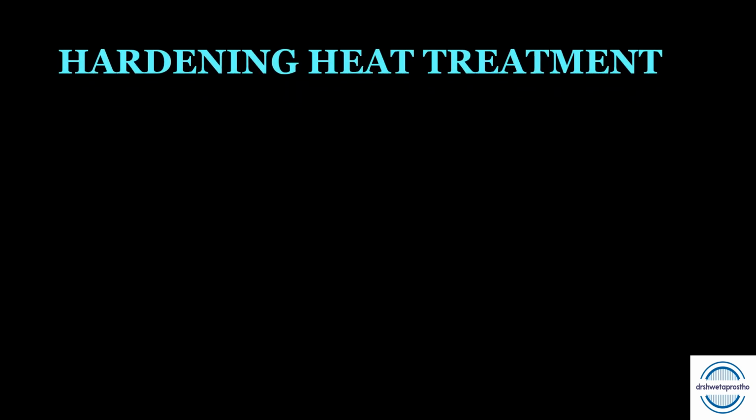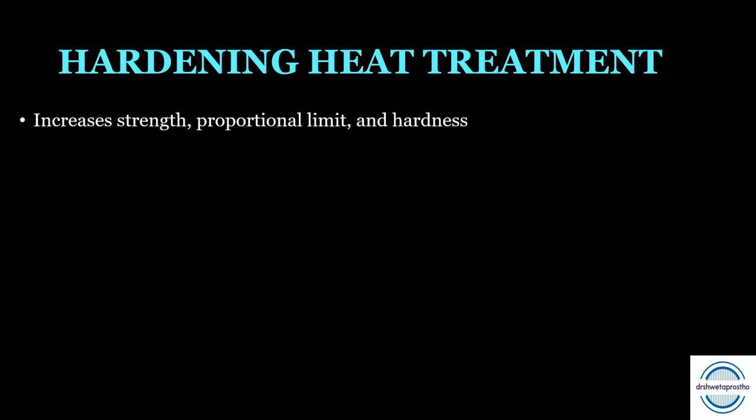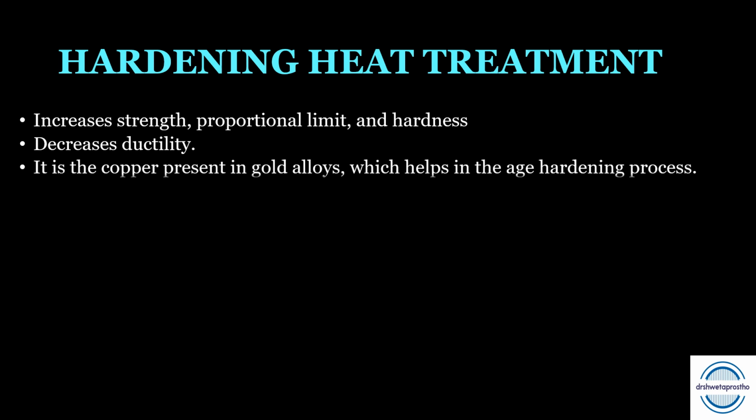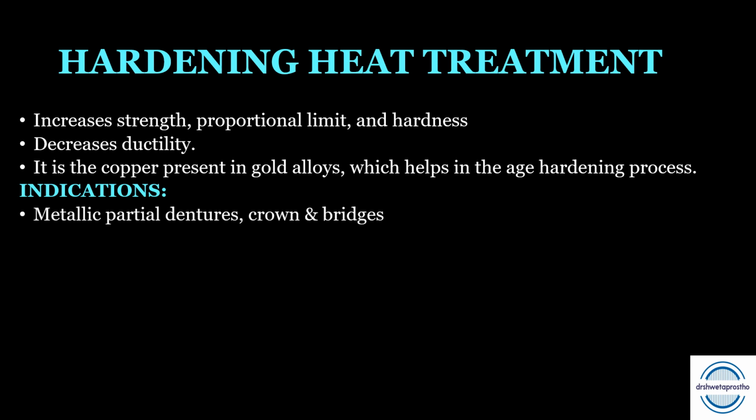Now next is the hardening treatment, which is just the opposite of the softening heat treatment. From the term hardening, it will harden. That means the hardening heat treatment will increase the strength, proportional limit and the hardness. It will decrease the ductility. You know, it is the copper content present in the gold alloys which helps in the age hardening process. Now, where will we do the hardening heat treatment? It is mainly indicated for the metallic partial dentures, crowns and the bridges. It is not employed for smaller structures such as the inlays.